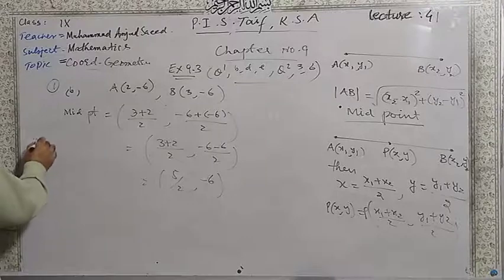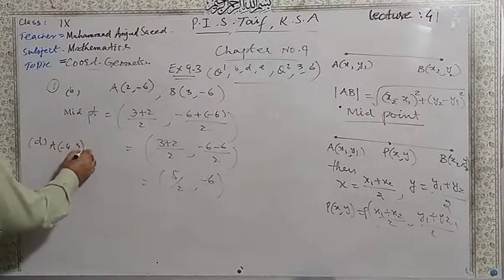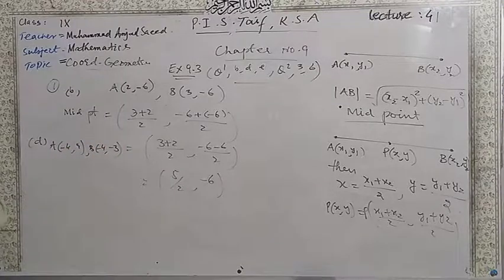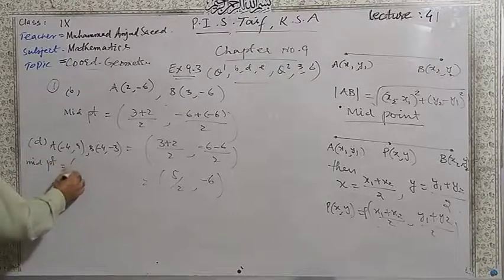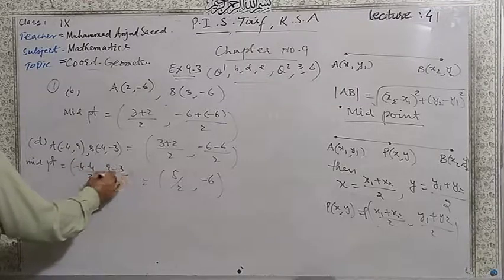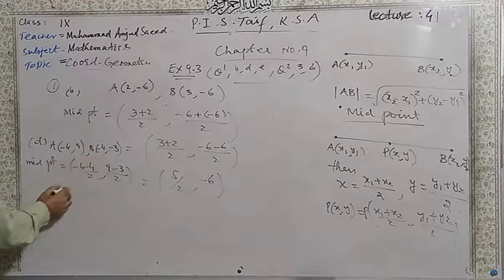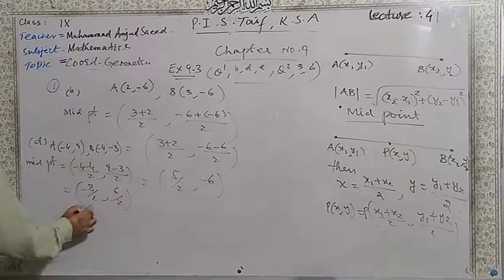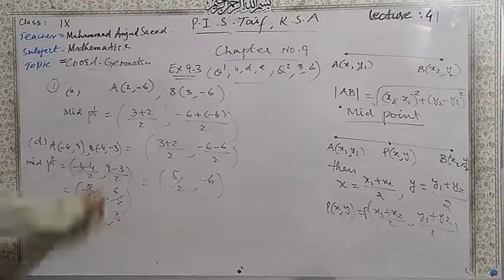Similarly, in case of D, you have A as (minus 4, 9) and B as (minus 4, minus 3). What is the midpoint of AB? Midpoint is equal to first plus first over 2, second plus second over 2, so minus 8 over 2 and 6 over 2. That is (minus 4, 3). That's your answer.